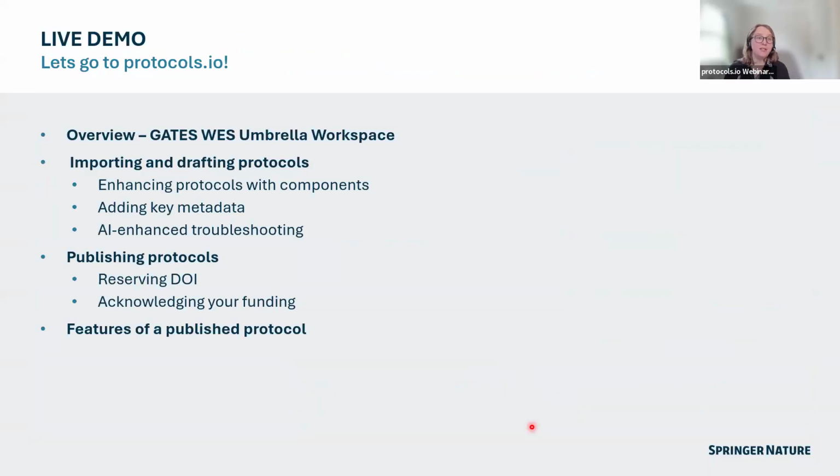All right, so now we're going to get into the second half of this webinar, which is the live demo on Protocols.io. I'll do a quick overview of the Gates umbrella workspace. We'll talk about importing and drafting protocols, publishing protocols, and then some of the features of a published protocol that you might want to look out for. So let me stop sharing for one second while I close my PowerPoint and pull up the Gates umbrella workspace. We'll go ahead and start sharing again.